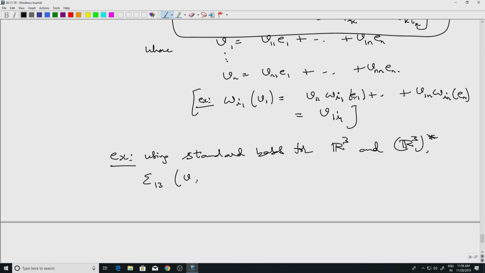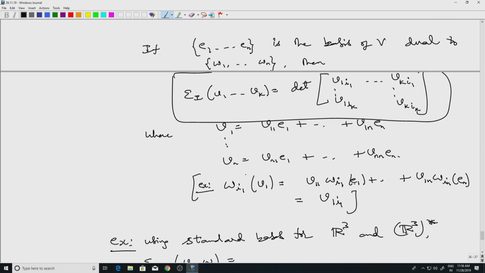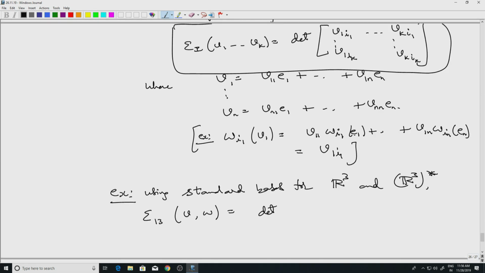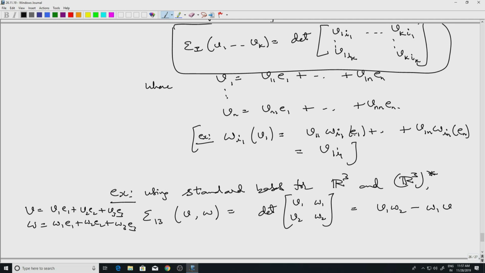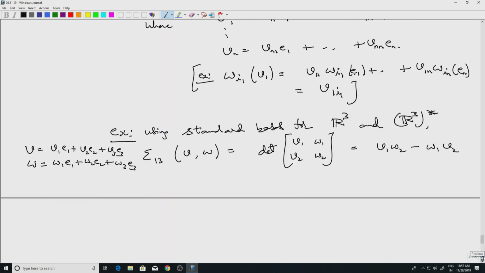So acting on V, W. Well, according to what we have here, it's the determinant of, and I'm working with the standard basis. So if I expand V in terms of the basis, V is V1 E1 plus V2 E2 plus V3 E3, W is W1 E1 plus W2 E2 plus W3 E3. Then the first column will be V1, V2, and here it would be W1, W2, which is V1 W2 minus W1 V2. So this would be the 2-form that I obtain this way. There are others as well, of course. I just took this multi-index 1, 3.